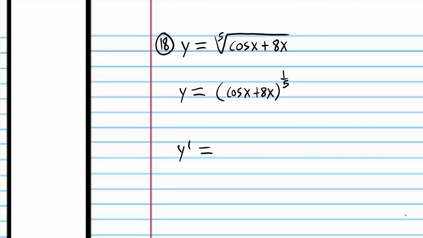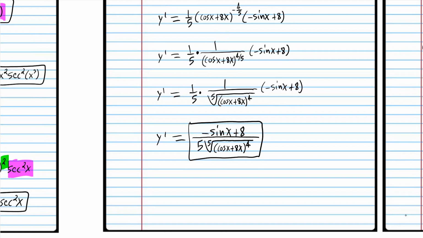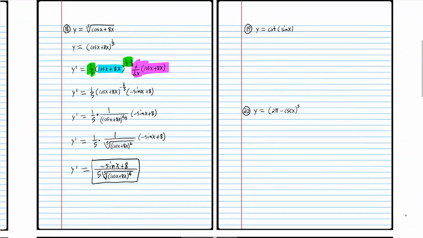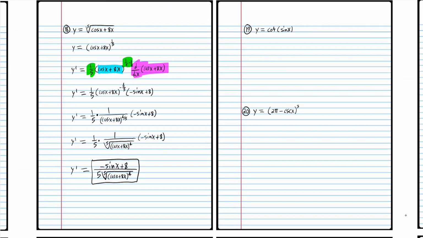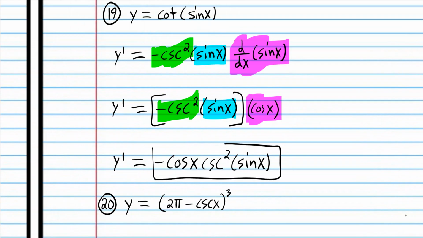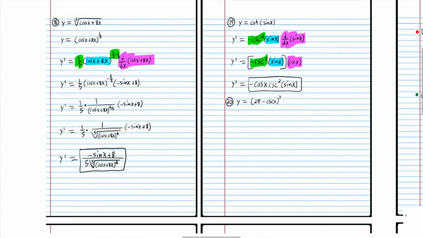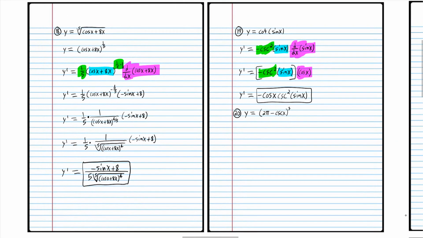Okay, we're back. So if you got that right, excellent. Okay, try number 19. When you come back, we'll do it together. Alright, we're back. So there you go. If you got that right, excellent. Okay, go ahead and try number 20, and when you come back, we'll do it together.